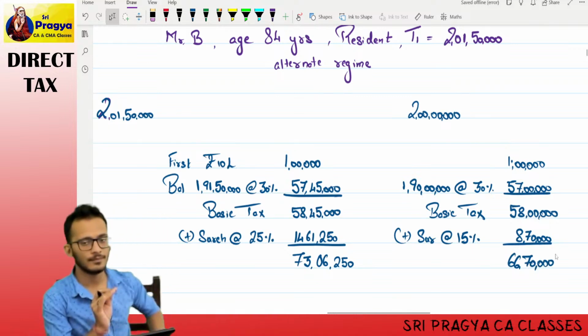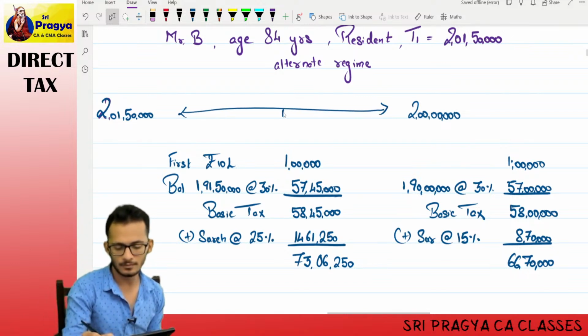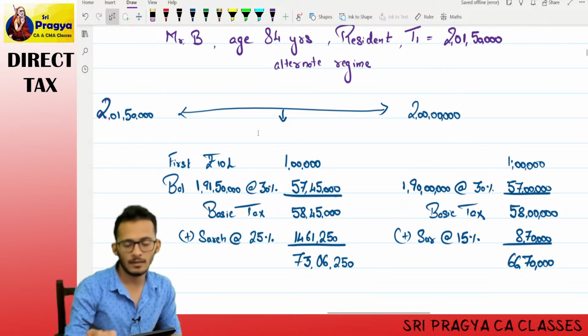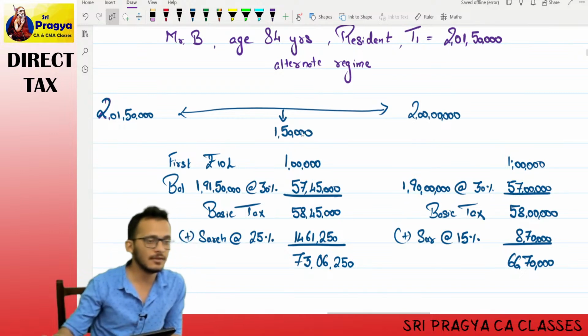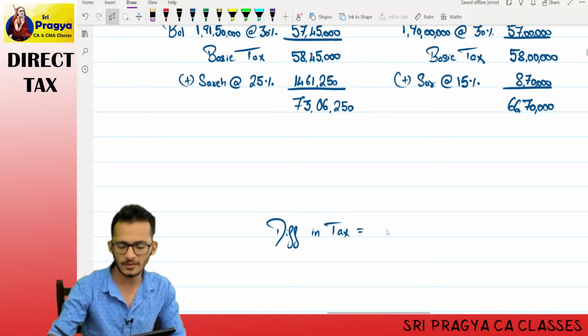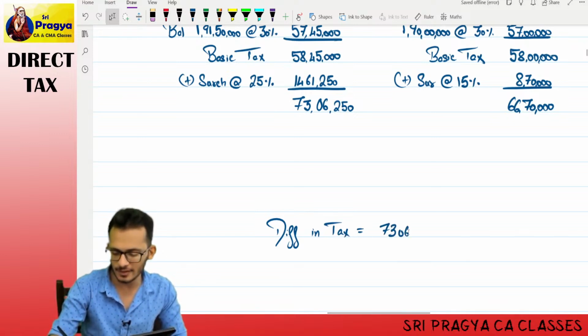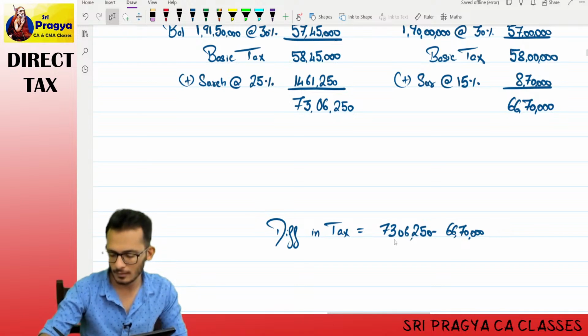Yes. Now, notice the difference in income. My difference in income is 1,50,000. Yes or no? Yes. What is my difference in tax? 73,06,250 minus 66,70,000. Number is 6,36,000.